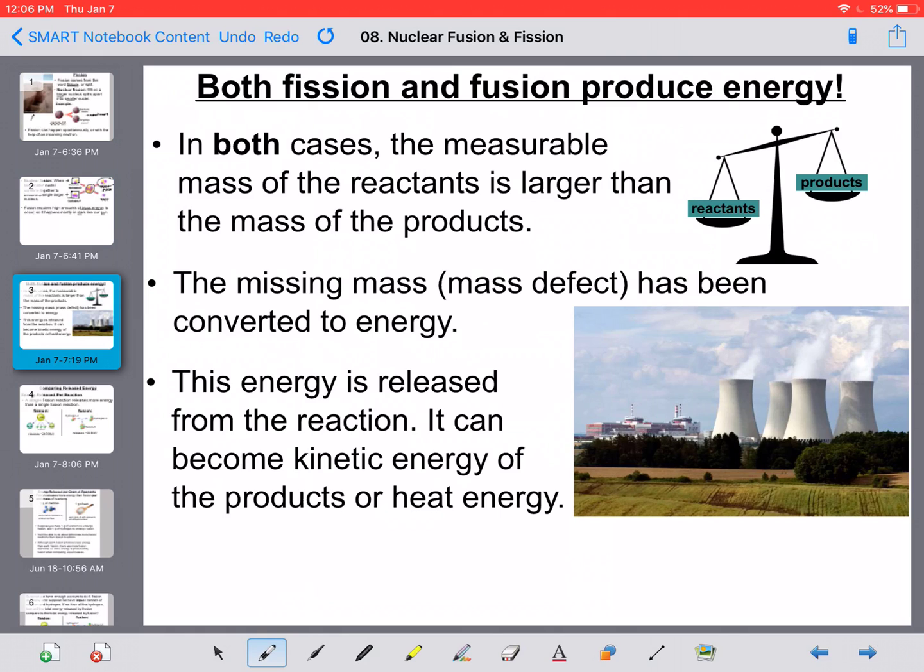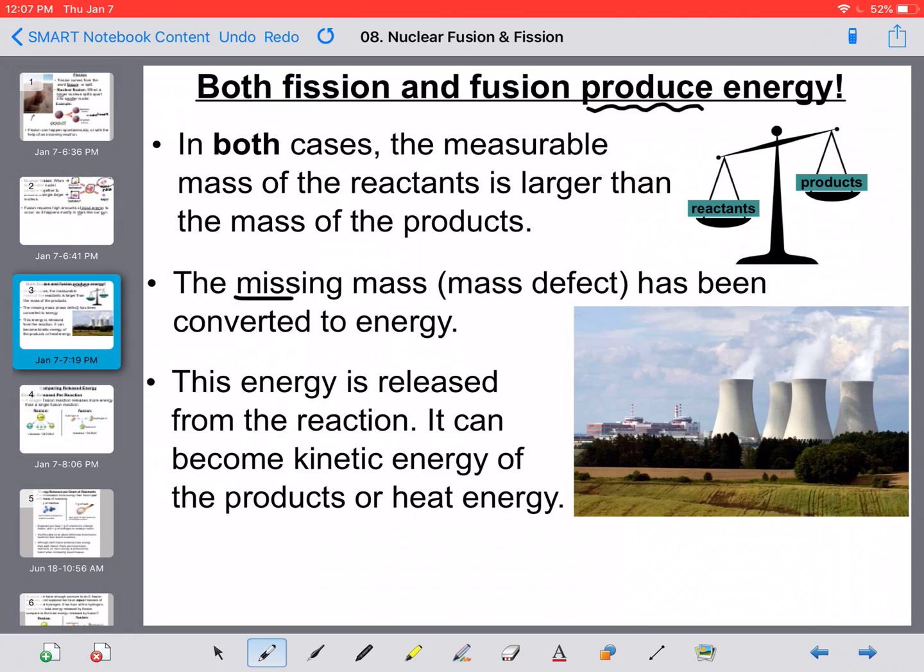Although it may seem that fission and fusion are opposites, they actually both produce energy. In both cases, fission and fusion, the measurable mass of the reactants is larger than the mass of the products. What that means is if you compare the mass of the products to the mass of the reactants, some of the mass looks like it has gone missing.